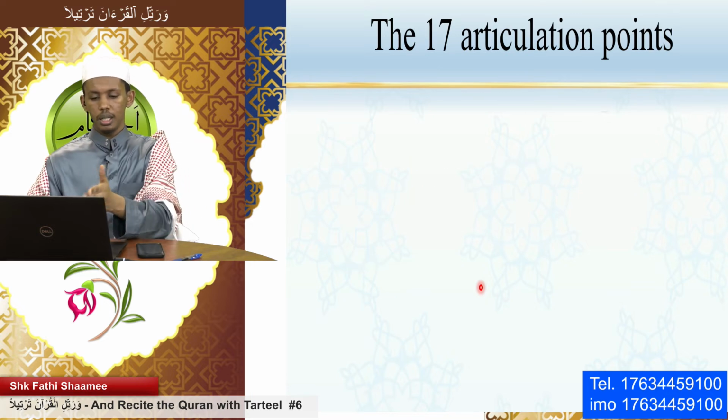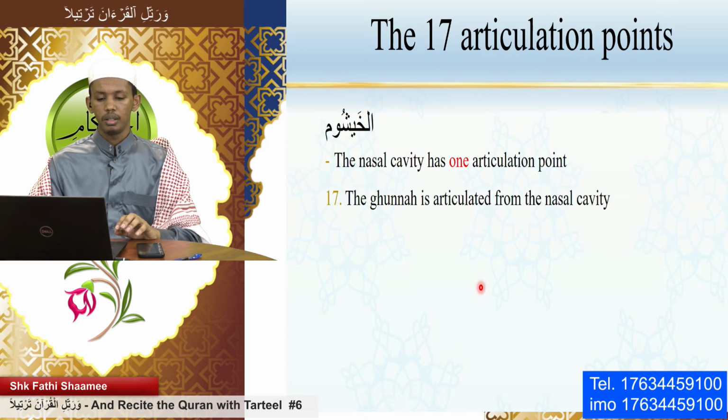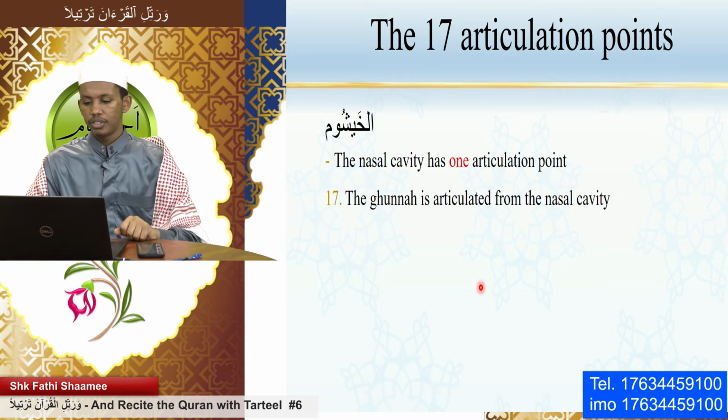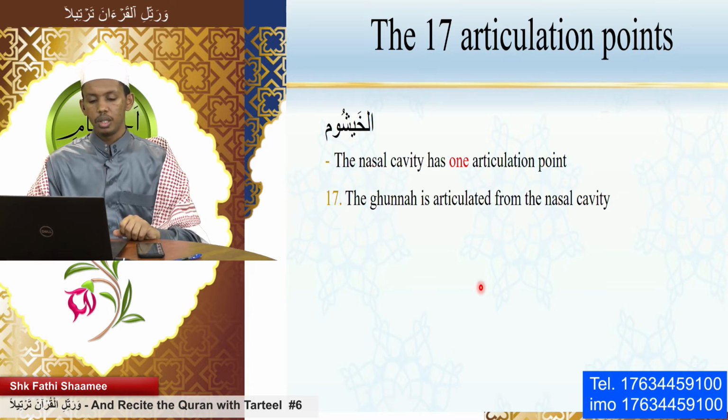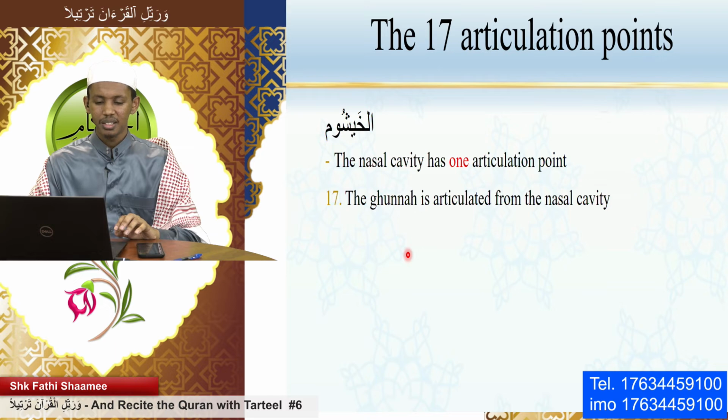And inshallah ta'ala the last makhraj is al-khayshum, which is the nasal cavity, and this has one articulation point, and that is the ghunna, which is articulated from the nasal cavity. So those are the 17 articulation points. If we made a mistake, inshallah ta'ala we will correct it in the next session. We'll double check these slides.